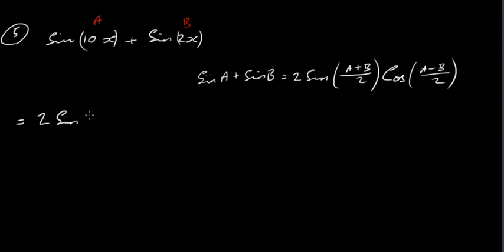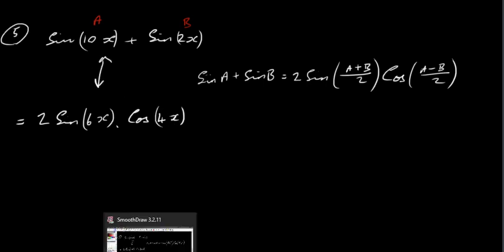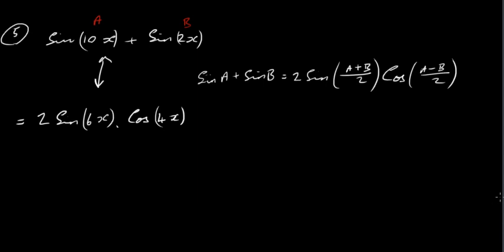Okay, and then we have, oh no, we're not plussing here, this is multiplied by cosine A minus B, so it's the cos of A minus B over 2, so it's 10x minus 2x, which is 8x. 8x divided by 2 is 4x, and that's it. So these two here are exactly the same. Sine 10x plus sine 2x is equal to 2 sine 6x times cos 4x.